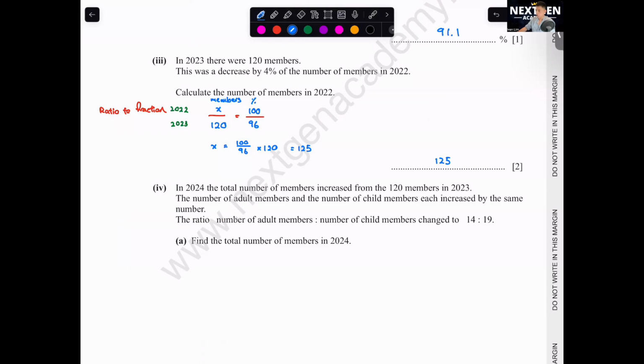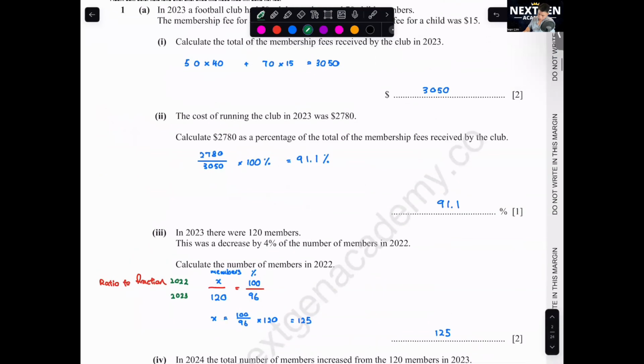So what is the original one first? This is just a 2-mark question, but somehow the working seems a little bit more complicated than 2 marks. Let's understand here first. In 2023, go back to the original question.